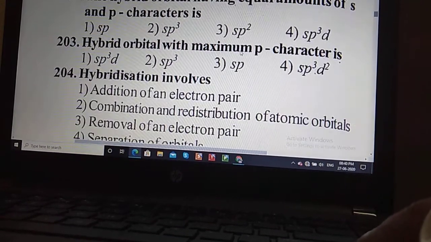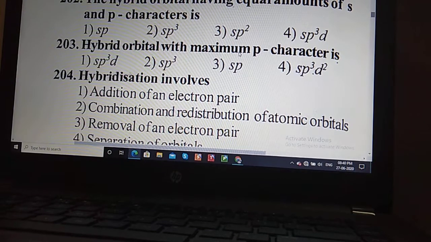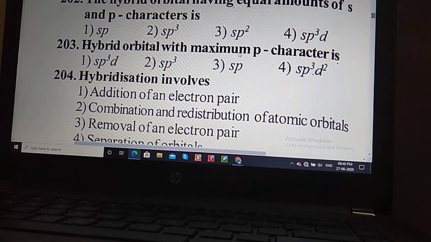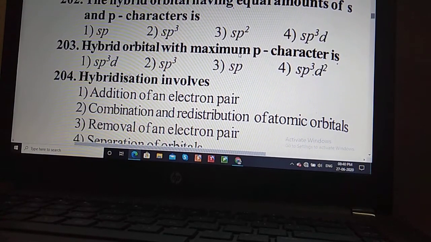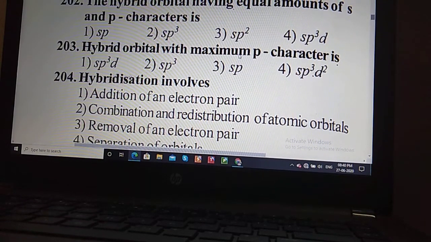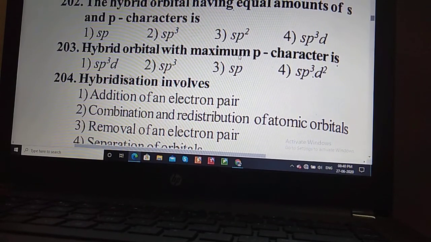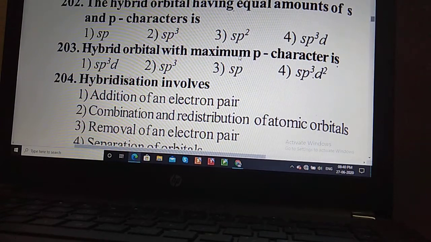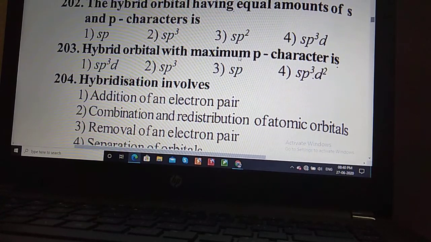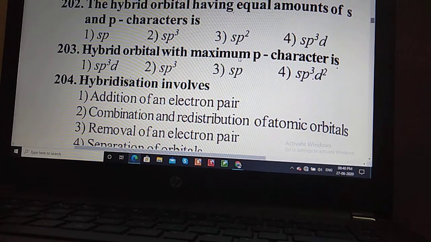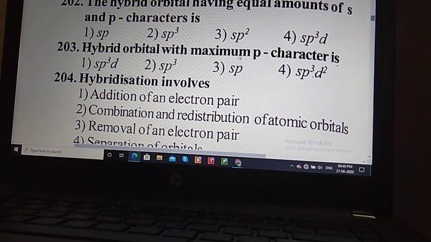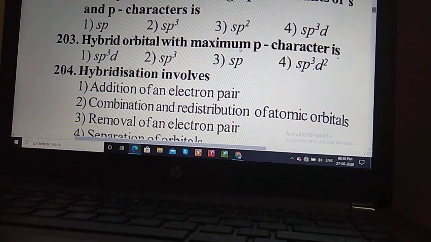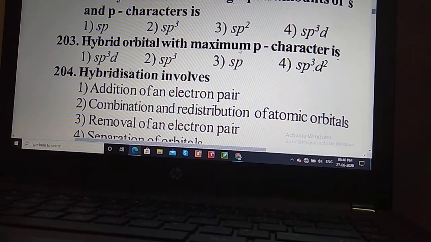Now let us move to question number 203. Hybrid orbital with maximum p character. In which orbital is the p character maximum? They have given four options: sp3d, sp3, sp, and sp3d2. Now check with the options.